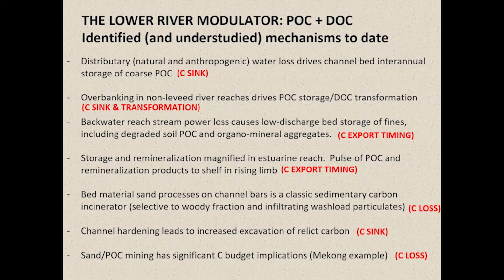Overbanking in non-levied reaches drives POC storage and DOC transformation when you have that material. Now, the really interesting thing about what we've done to rivers is that we used to have a lot of lateral migration, and so we deposited that stuff into floodplains, and then it got recycled as rivers migrated laterally. Well, the Mississippi, like a lot of other rivers, is revetted now, and that's no longer allowed to happen. So these become sort of burial places now. Like Cat Island is now a place where you're constantly adding material, but you can't envision that meander eroding that material out in the coming centuries.